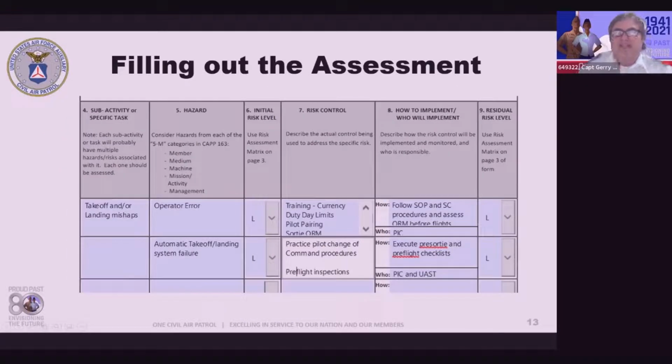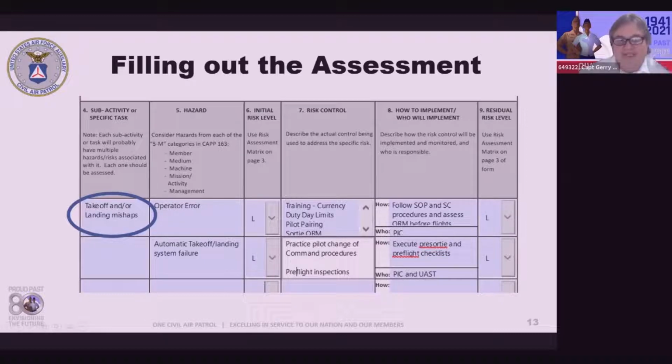So let's use the example in the task guide, but put it on our new proper form. So the first category of potential hazard identified in this deliberate risk assessment is takeoff and landing mishaps. Within this category, there are two hazards that we've identified: operator error and automatic takeoff and assistance error.